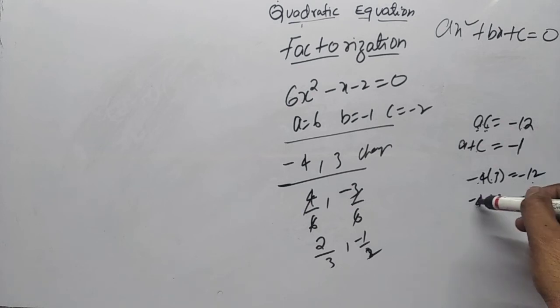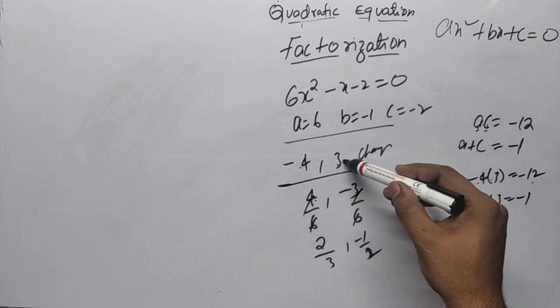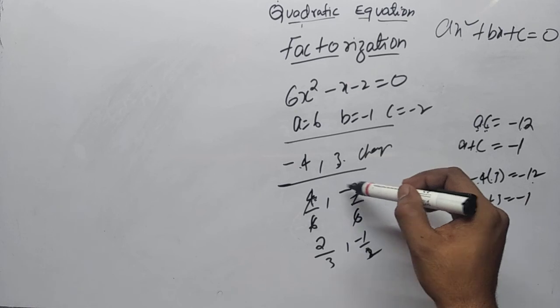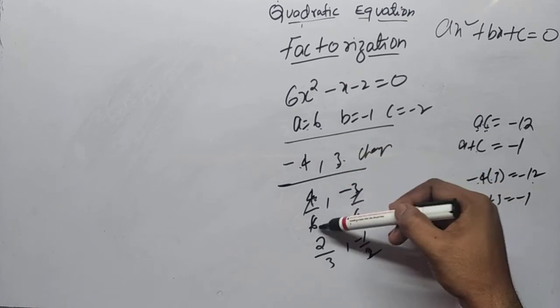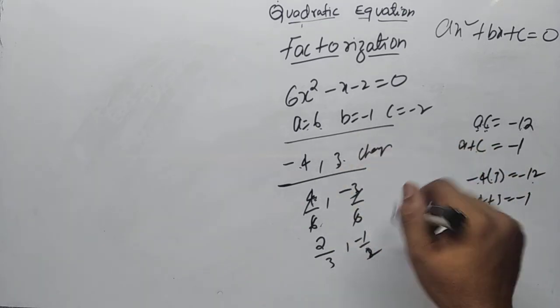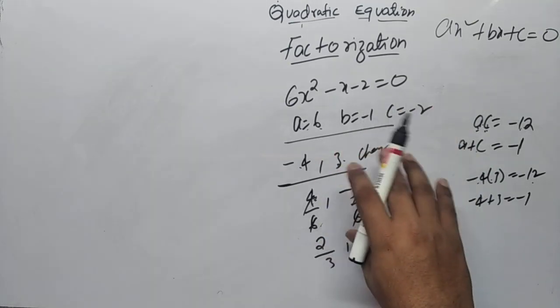You take both the numbers, minus 4 and 3, and change the sign. Minus 4 will become plus 4, and plus 3 will become minus 3. Now you have to divide both the numbers with the coefficient of a. What is the coefficient value of a? It is 6. So we have divided, and this is the answer. Okay, so don't implement this in the exam. This is just for correction, or for checking the correct answer.